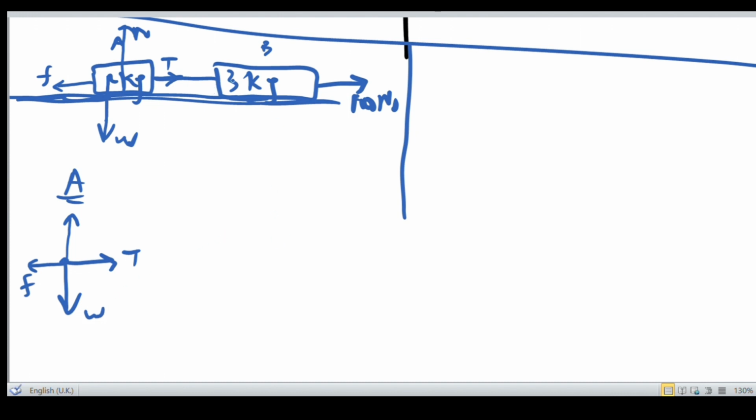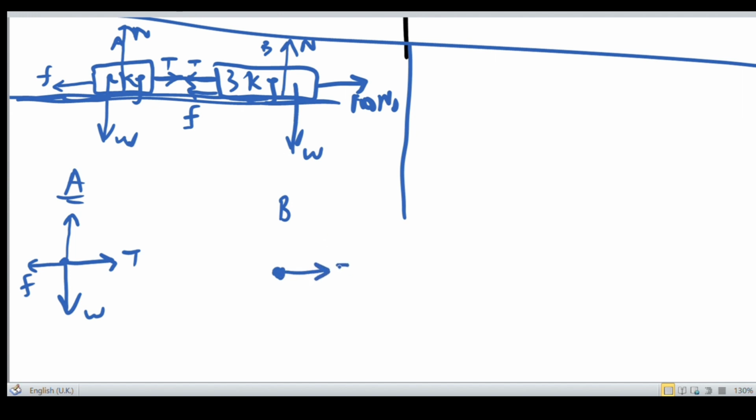Okay, let's look at this one. This one is pulled by tension and it also has a frictional force. So there is a tension here too. Then we have a normal force that acts perpendicular, then we have a weight. Okay, so for that one below, we have this force applied in this direction.